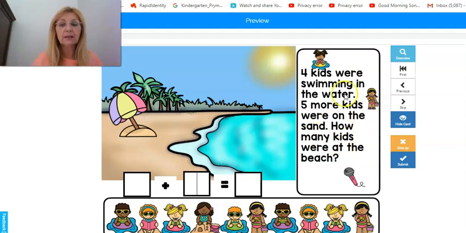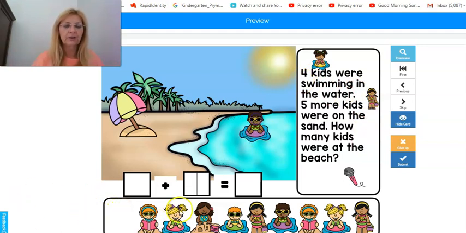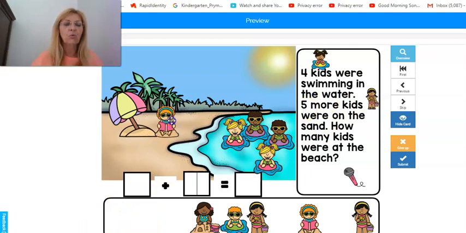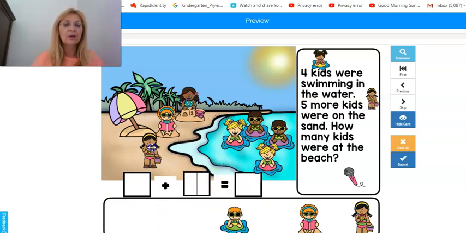There's how many in the water? Yes, 4. So let's put 4 in the water. She's got her sunglasses on and their floats. Oh boy, wouldn't it be fun to be in there with them? So there's 4 in the water. And then how many are on the sand? 5. Let's go. 1. Oh, she's reading a book. 2, 3, 4, 5 in the sand.